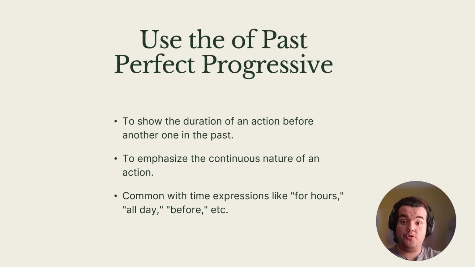So this is how you are going to use the past perfect progressive. In this case, it is used to show the duration of an action before another one in the past, to emphasize the continuous nature of an action, that this action was ongoing or that you did it before, until the moment as you say it. And we use expressions for this, like for hours, all day, before, and plenty of other examples.